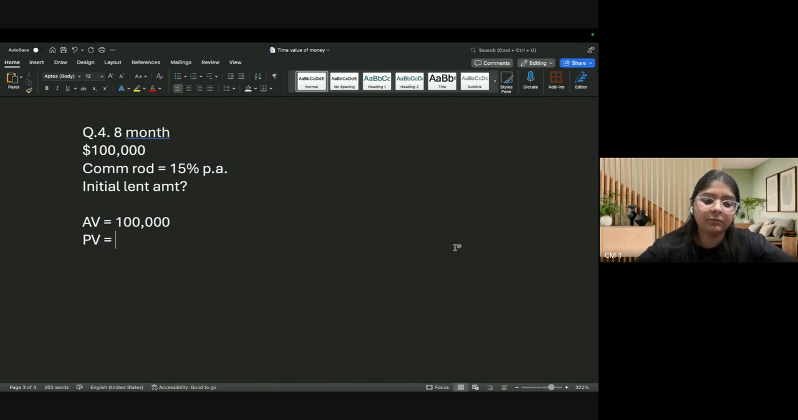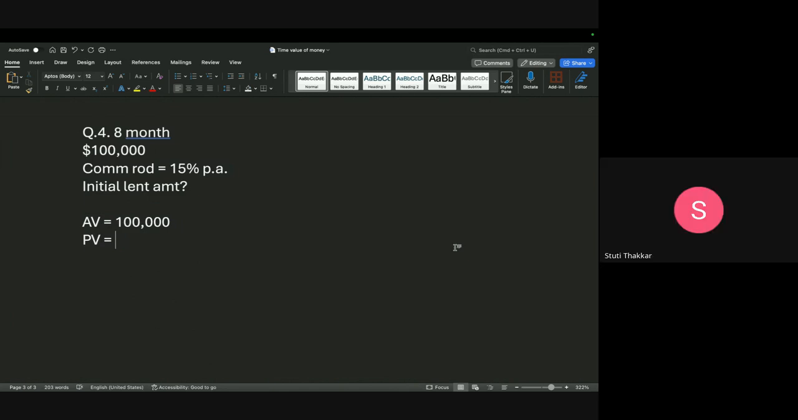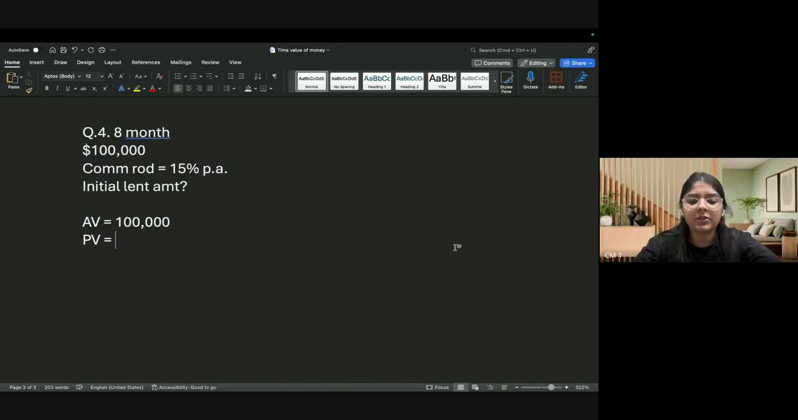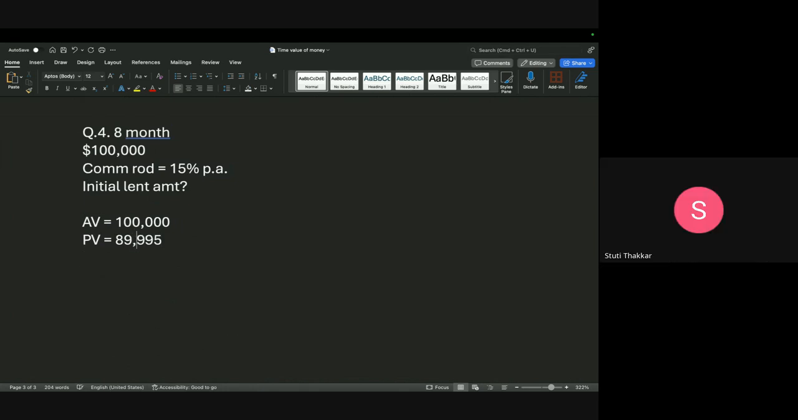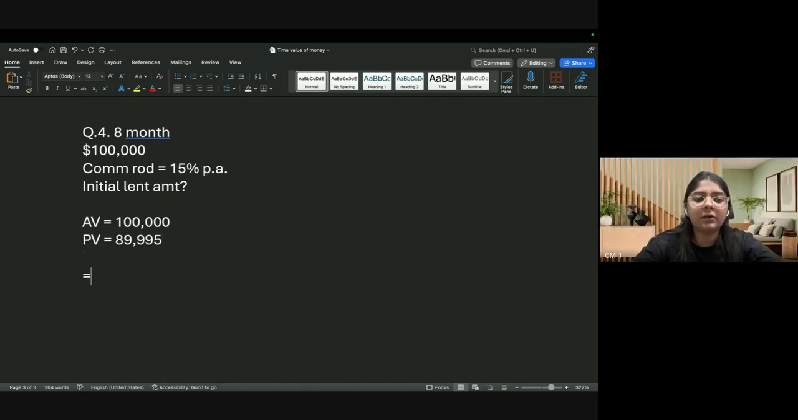It's 89,995. Okay, 90,000 approximately. Formula that you use for this? AV into 1 minus nd is equal to PV. Correct. So PV is equal to AV into 1 minus nd. All of you getting the same answer, 89,995. Any doubts here? Anybody?